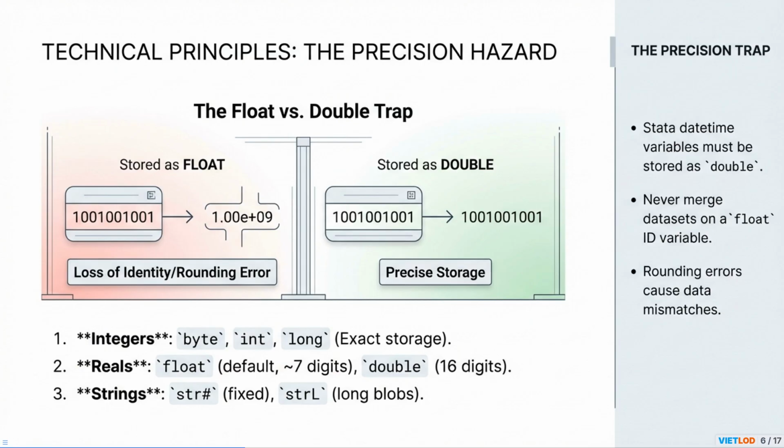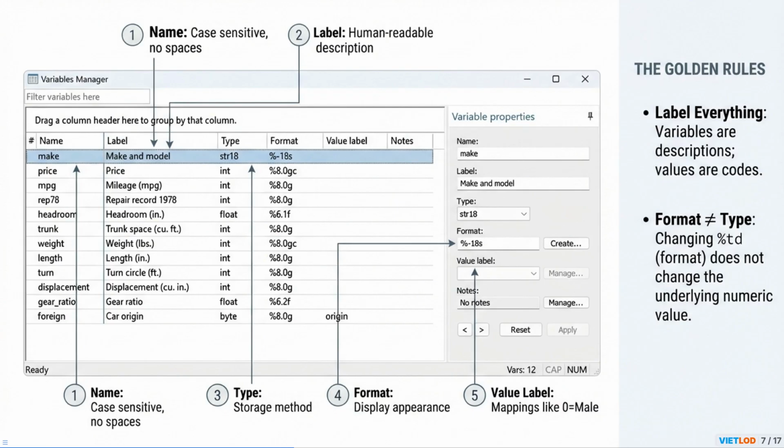This has critical implications. First, Stata's special datetime variables must be stored as double to function correctly. Second, you should never merge datasets using an ID variable stored as a float, as the rounding errors will cause the merge to fail.